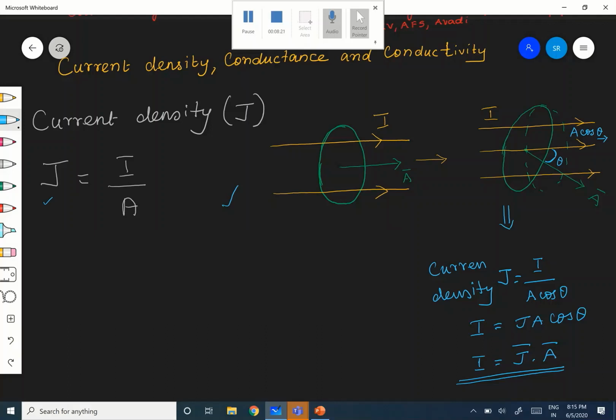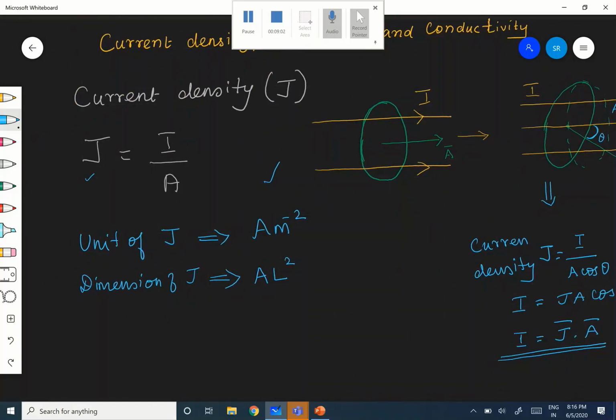Right. Therefore, what is the unit of J? Unit of J is nothing but ampere per meter square. Therefore, what is the dimension of J? That is nothing but ampere, A, I, divided by meter square, L squared. Are you following? So, this is about current density. Current density is I by A.